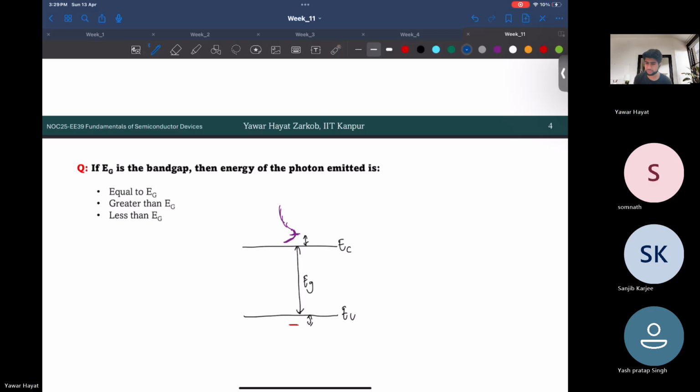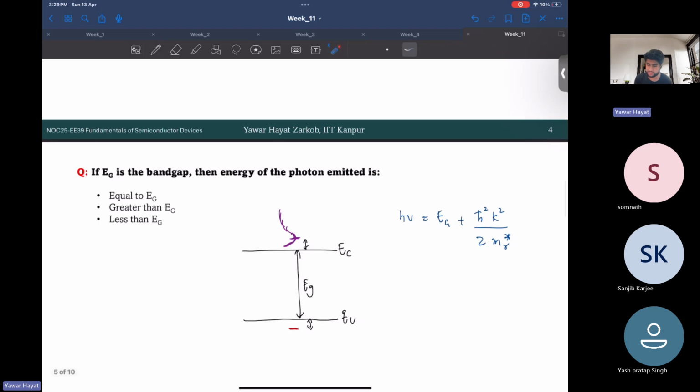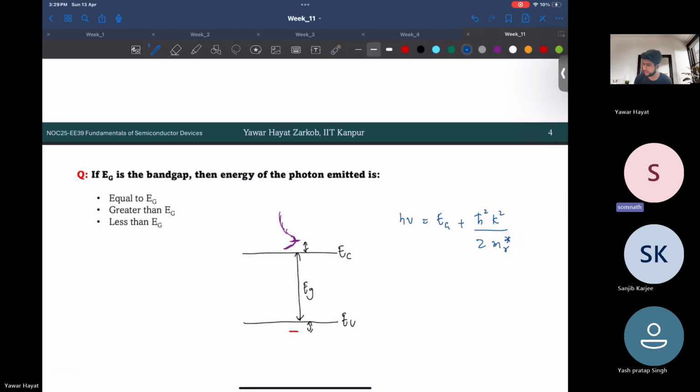In fact, we went on to derive it in the lectures. Your h nu was Eg plus h bar square k square by 2 mu. This is the reduced effective mass, and that is your 1 by mu equals 1 by me star plus 1 by mh star.